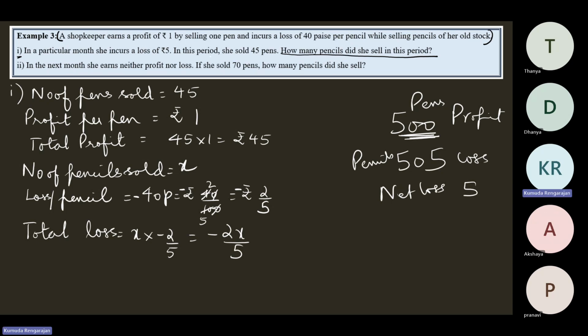And in that period, you should always have these two numbers. How many pens are sold? How many pencils are sold? Like in that question, how many correct answers? How many incorrect answers? Then you should know the mark for a correct answer, the mark for an incorrect answer. In the same way here, you should have how many pens are sold, how many pencils are sold. What is the profit per pen? What's the loss per pencil?